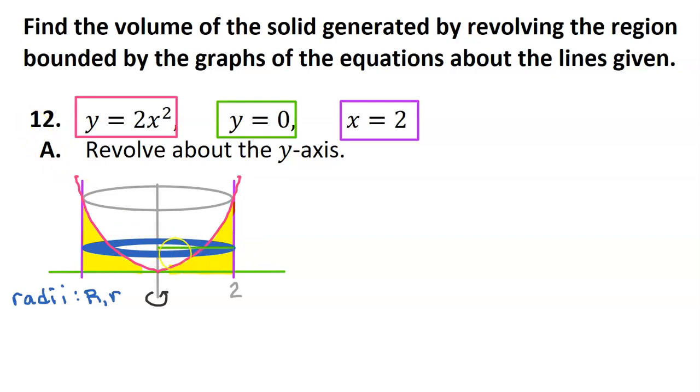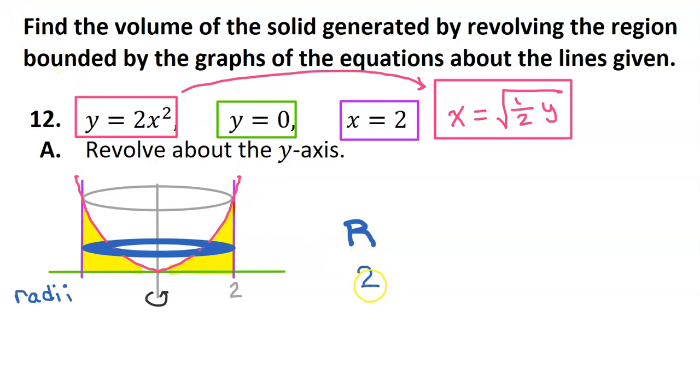Let's start by finding an expression for the large radius, which we will call capital R. It stretches from left to right, so we can find an expression by subtracting the function on the right minus the function on the left. The function on the right is 2, and the function on the left is 0. Obviously, 2 minus 0 is just 2. So this is our expression for the big radius.